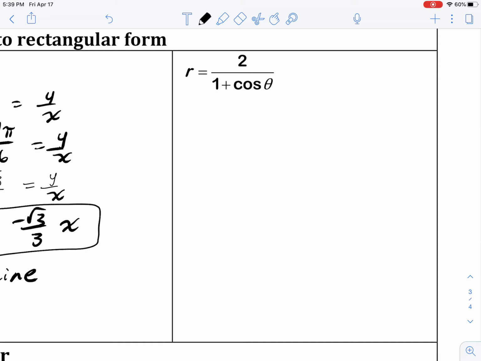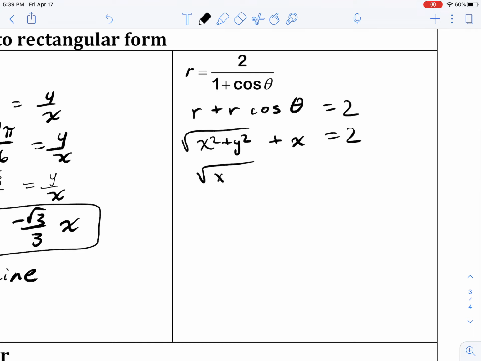Now the last one in this section, just like we've been doing in the previous ones, we're going to rewrite this as r plus r cosine theta. All I'm doing is multiplying both sides by the denominator. And like I did before, I'm going to go ahead and substitute now what we can for any of these terms. We know r is equal to root x squared plus y squared. r cosine theta is simply equal to x. And now we're seeing a pretty similar problem to the first practice problem we just did. We're going to write this as root x squared plus y squared is equal to 2 minus x. And so that I can negate that radical, I'm going to square both sides.